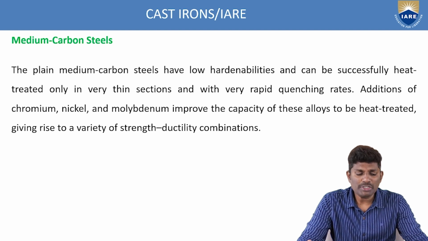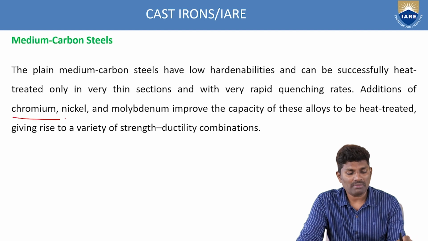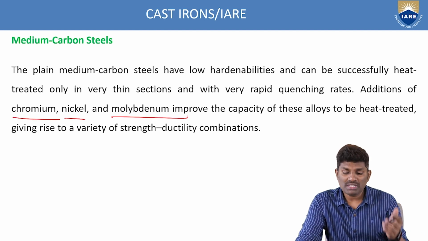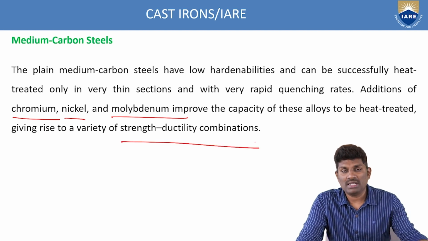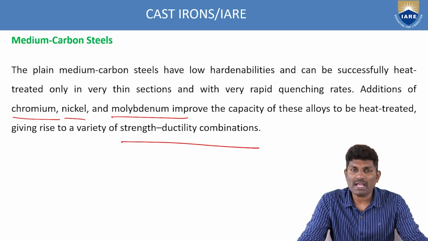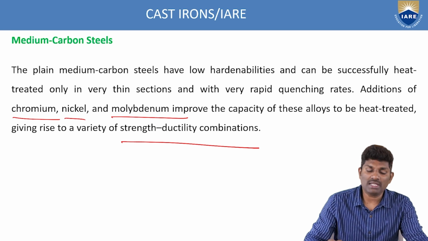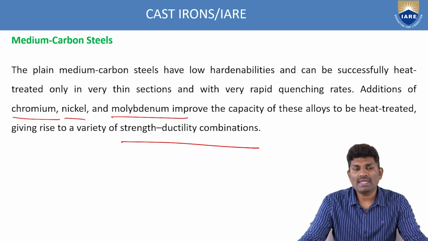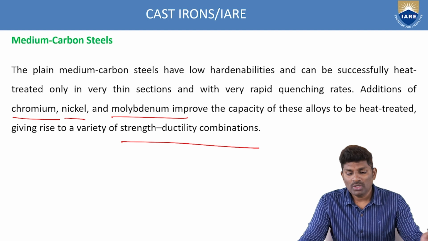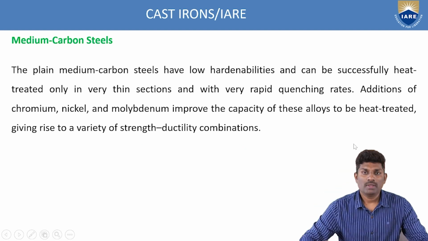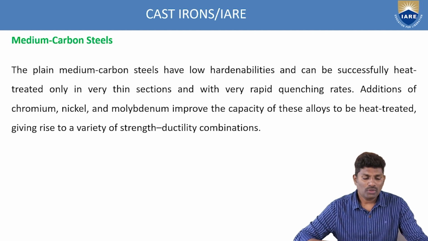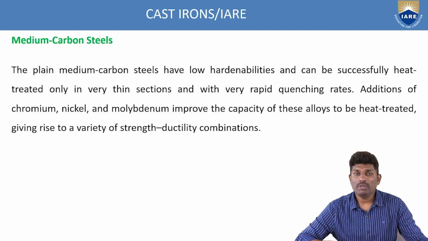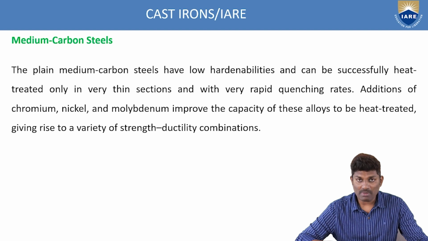And you have the addition of chromium. If you add some alloying elements like chromium, nickel, molybdenum, it improves the capacity of the alloys to give rise to the strength-ductility combination. So if you want to increase mechanical properties like strength and ductility, we can add alloying elements like chromium, nickel and molybdenum to this medium carbon steel. So if you want to improve the mechanical properties, you can add chromium, nickel and molybdenum to the medium carbon steel.